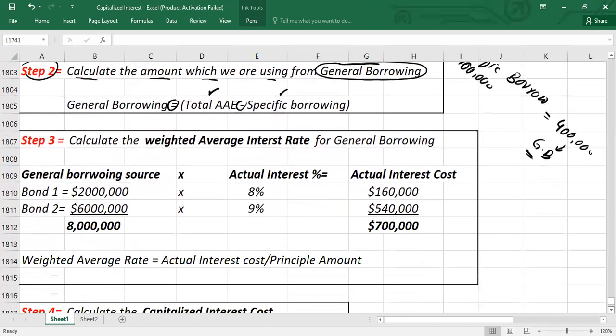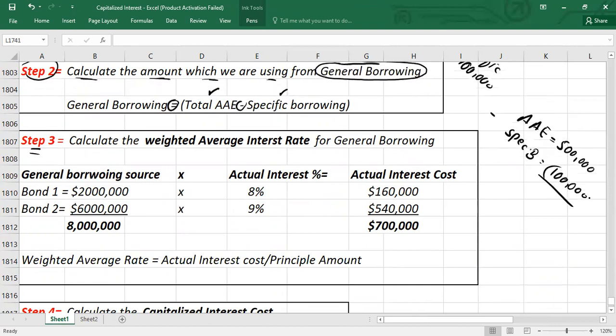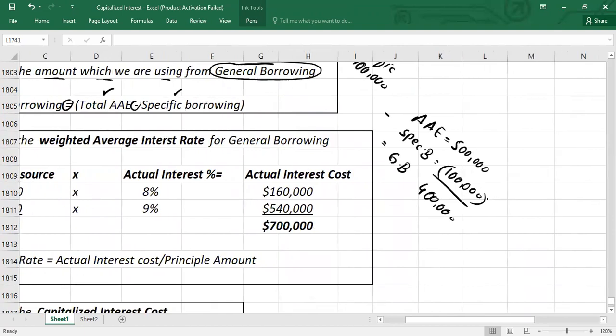So step 3, you should remember here, let me explain one more time because of why we are doing this. If you have average accumulated expenditure, let's assume $500,000, from there you will subtract the specific borrowing, for example $100,000. The remaining value you will get, of course, is the amount which you will use from the general borrowing, which is $400,000.